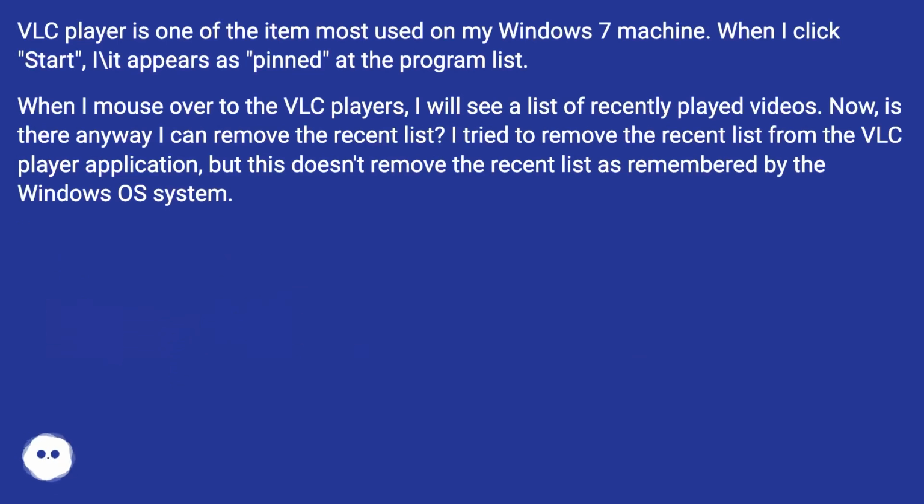VLC player is one of the items most used on my Windows 7 machine. When I click Start, it appears as pinned at the program list. When I mouse over to the VLC player, I will see a list of recently played videos. Now, is there any way I can remove the recent list?